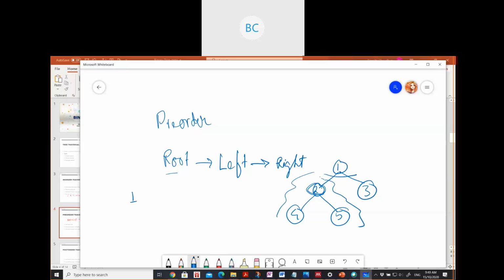In the left portion, again you will see the root part. So it will come to 2. Then in this case, you have two children, one left and one right. So after reading 2, you will read 4 and you will read 5.